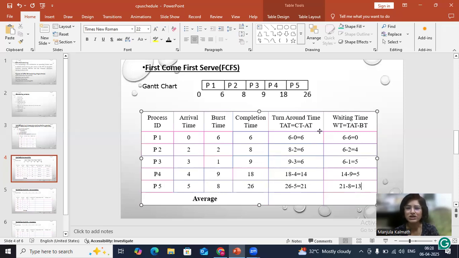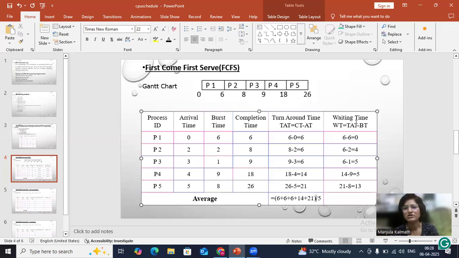If I need to calculate the average turnaround time and average waiting time, here I can go for the sum of all these divided by the total number of processes. This is equal to 6 plus 6 plus 6 plus 14 plus 21, divided by 5, since the number of processes is 5. This will give the turnaround time.